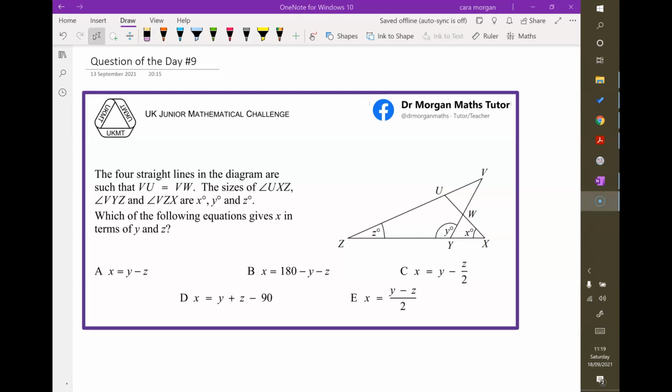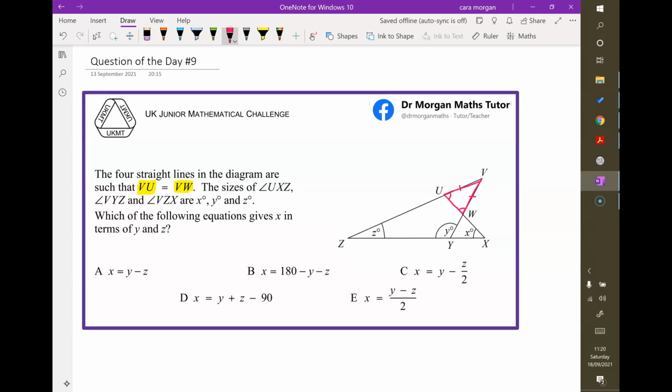Okay, so I think the first thing I'm going to do is read through the instructions in the question. One of the most important things that I can see at the moment is that VU is equal to VW. So I know that those two lengths are the same, and that those two angles at the base of my isosceles triangle must also be the same.